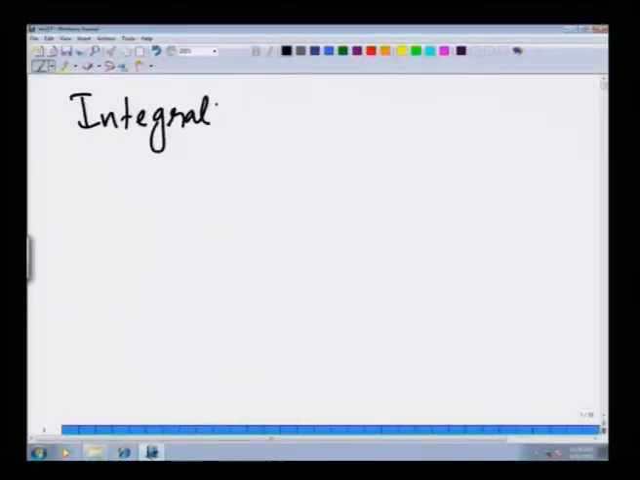In lecture number 16, we started discussing the integral energy balance. So, let me briefly recapitulate what we did before proceeding further.